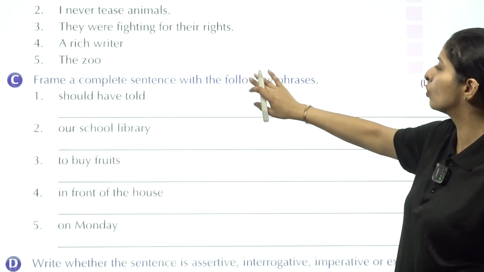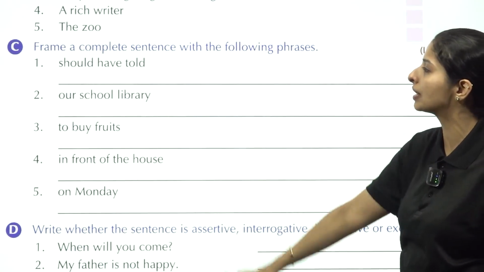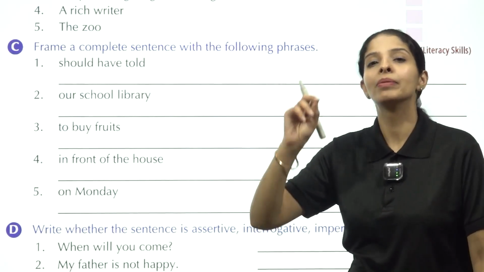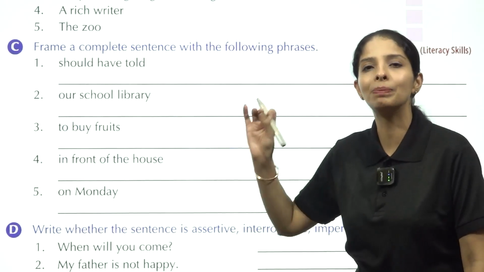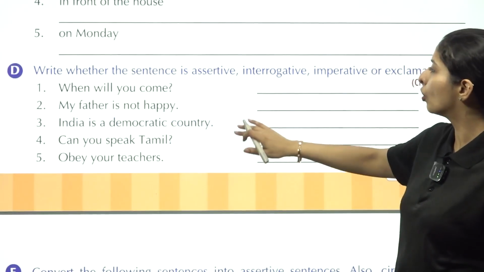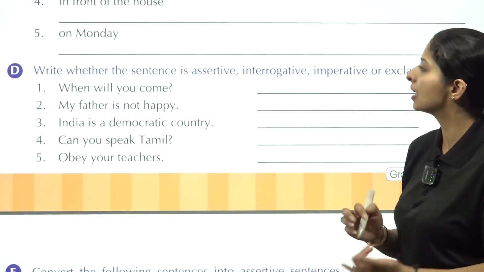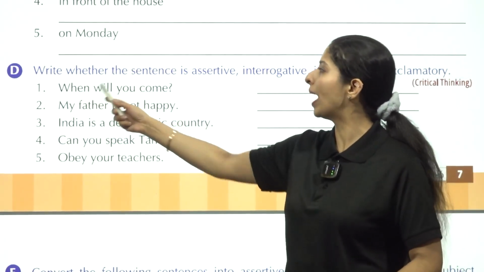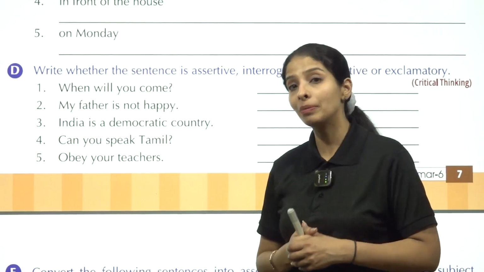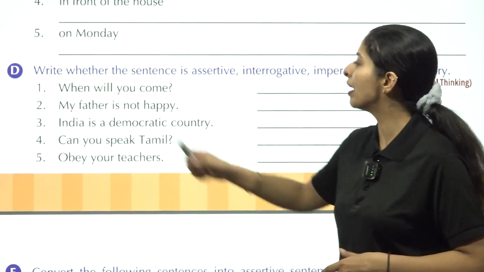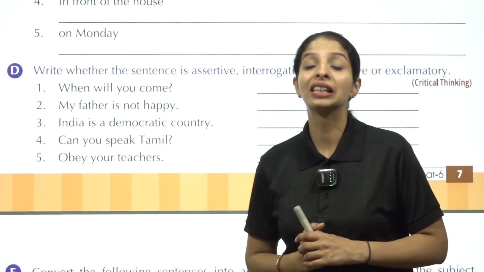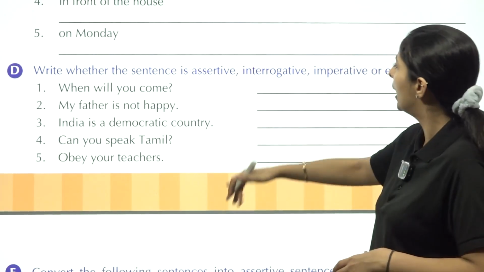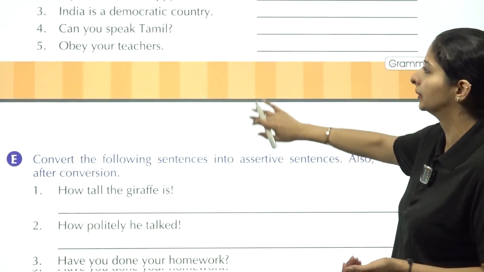Frame a complete sentence with the following phrases. You are given some phrases. You have to complete them by writing a complete sentence. Here also you have to write whether the sentence is assertive, interrogative, imperative or exclamatory. Let's have a look. "When will you go?" Question mark, that means interrogative sentence. "My father is not happy." This is a statement, assertive. This way you have to do the remaining.